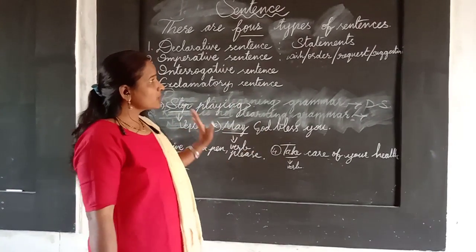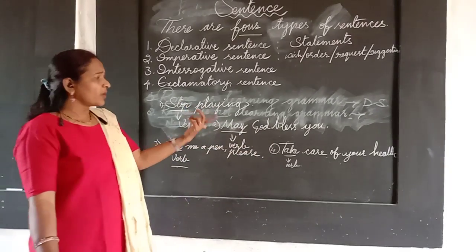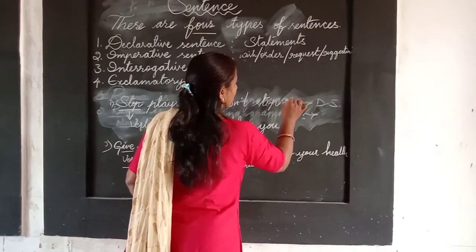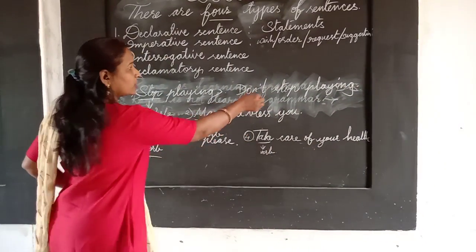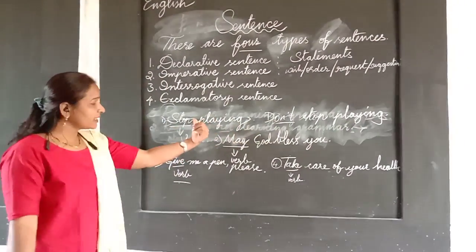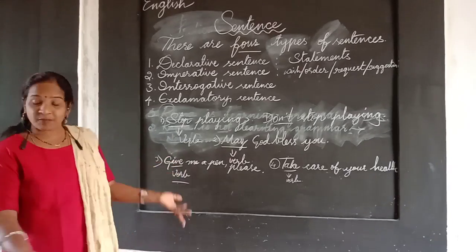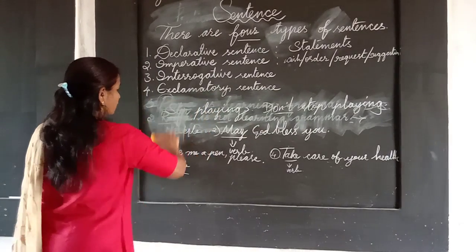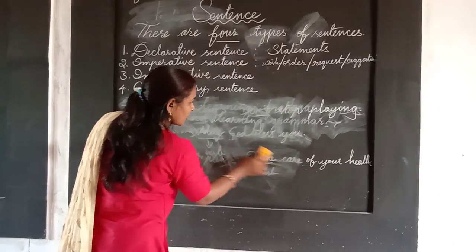So this is all about imperative sentences. This also can be positive or negative. Now, stop playing. Do not stop playing. Don't stop playing. This don't made this sentence into negative. This affirmative is turned into negative with don't. So, give me a pen. Don't give me a pen. Thus, we change everything into negative also accordingly by adding the auxiliary verb do.